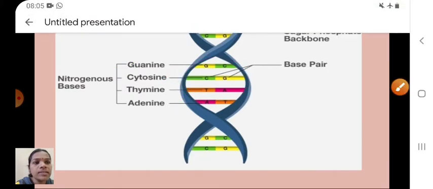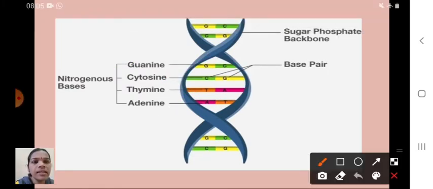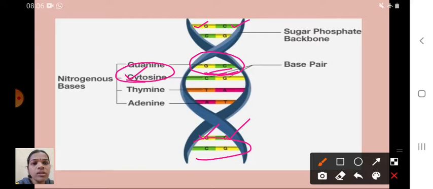Okay, children, see here, that nitrogenous base. The first one is what? This one is guanine, and G means guanine. The next one is C. C means what? Cytosine. So always guanine is combined with cytosine. See here also guanine and cytosine. Here also guanine and cytosine. So among these four nitrogenous bases, always guanine is combined with cytosine, or cytosine is combined with guanine.